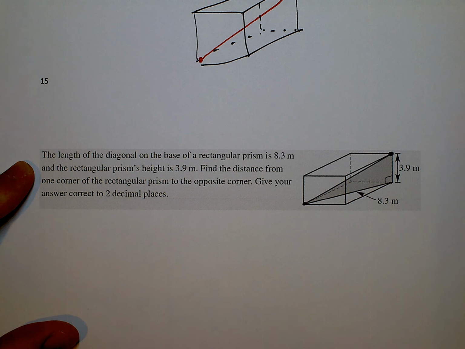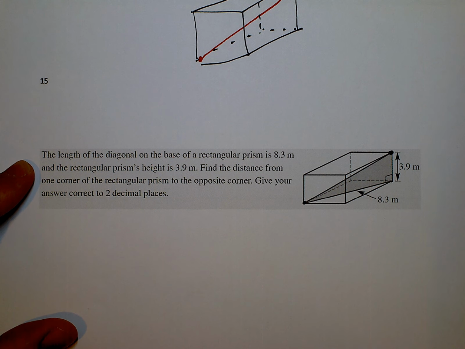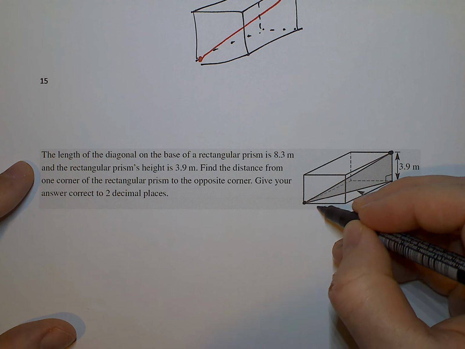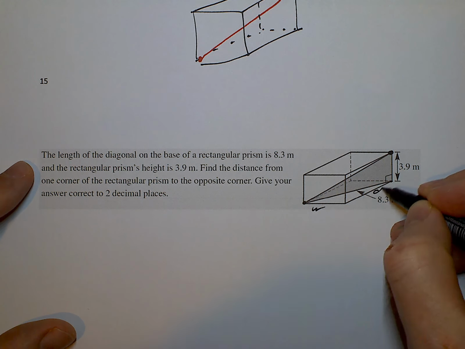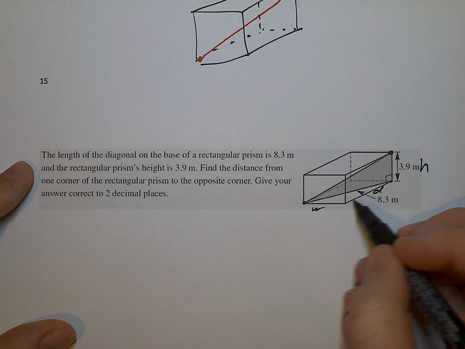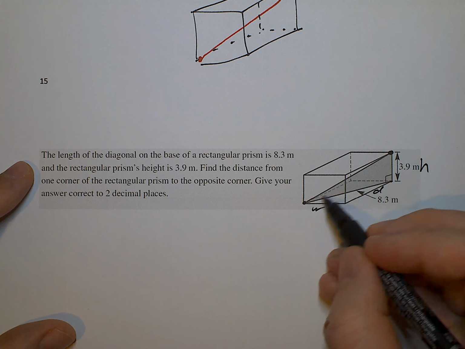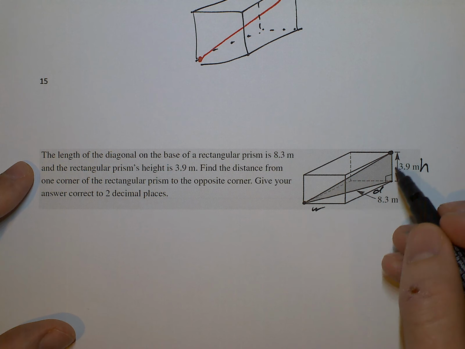Now, I'm going to be honest, most questions are not this generous in giving you this much information. Usually, the question gives you the dimensions of it. So they would have the width, the depth, and the height. And you would have to find this 8.3 first, then find this corner to corner length.